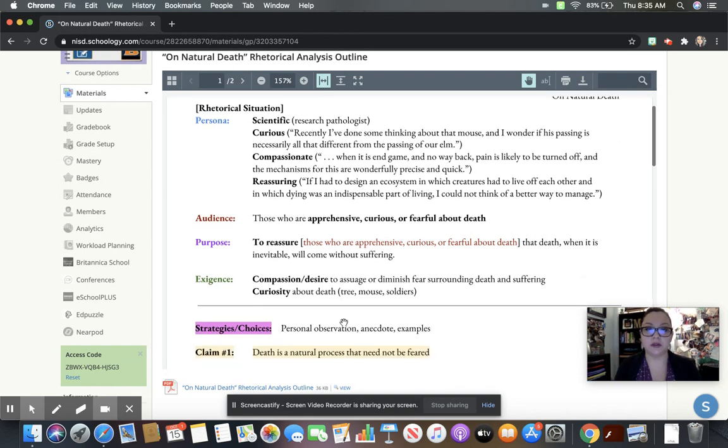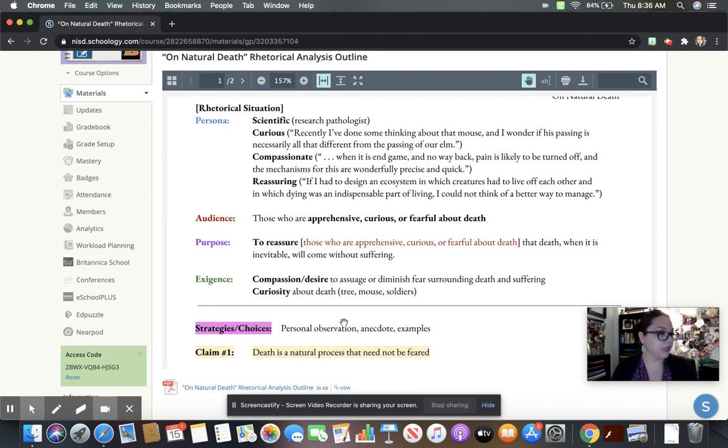The audience would be those who are apprehensive or curious or fearful about death. He explains this at the beginning about where you would find books on death in that section of a bookstore. So clearly those people would also be curious. His purpose is to reassure those who are apprehensive, curious, or fearful about death, his audience, that death, when it is inevitable, will come without suffering.